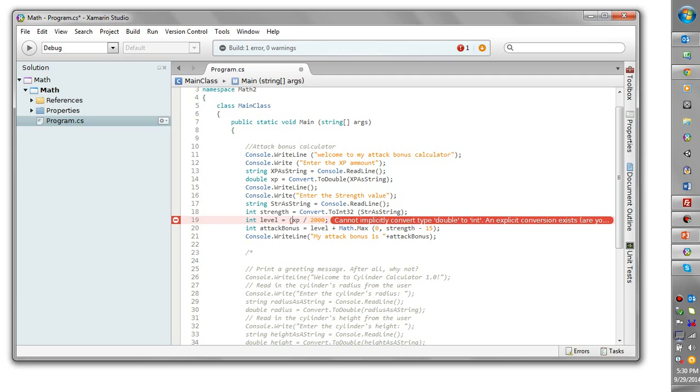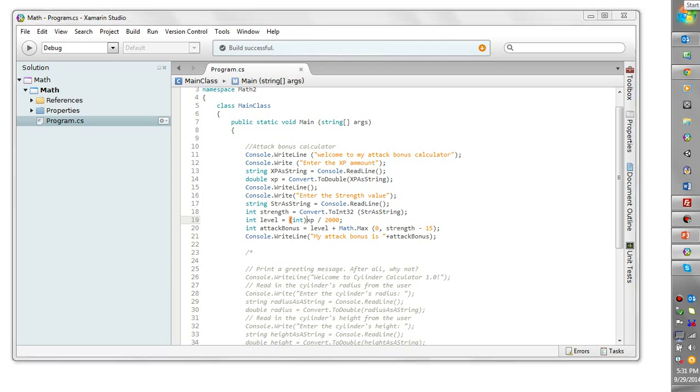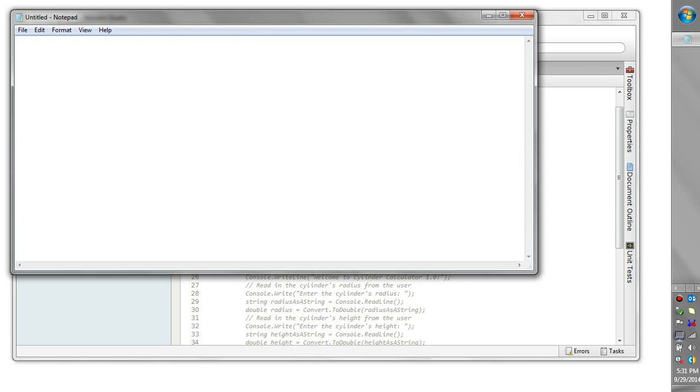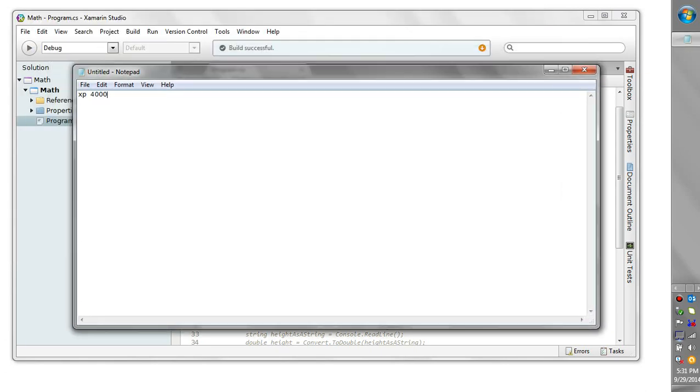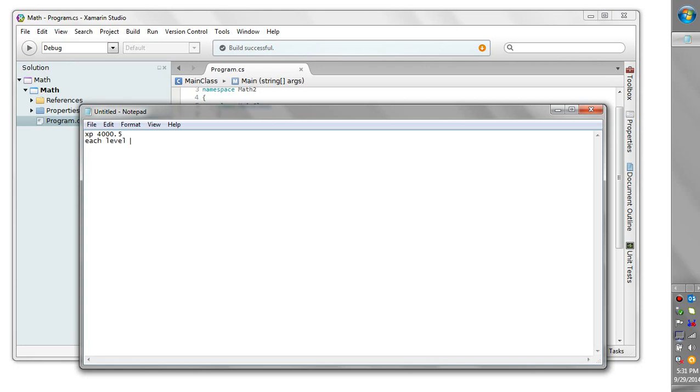So what we would have to do is take this, treat it as an int, then divide it by 2000. Then it does the integer division. You have to do that because of the loss of data, and I'll show you what the loss of data looks like here. Let's say that our XP is 4000.5, for example, and for each level the denominator is 2000. If we divide 4000.5 by 2000, what we really want is the answer to be 2. This is the current level.